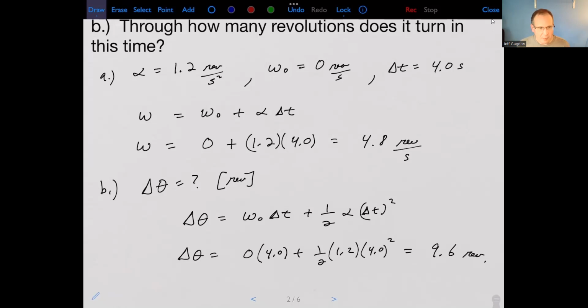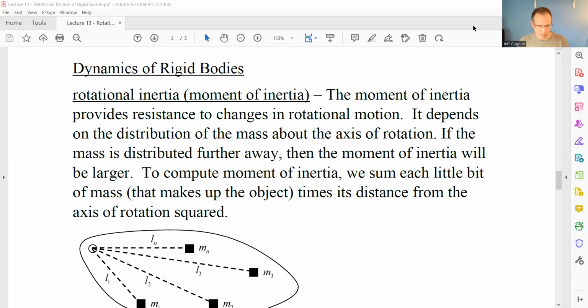Okay, great. So let's go back now and talk a little bit about rotational dynamics, where now we look at the cause of the motion, which is going to be the torques. Okay, so dynamics of rigid bodies. So again, now we need a few more definitions here.